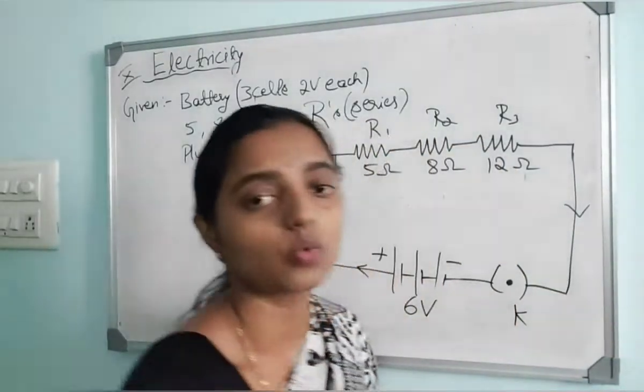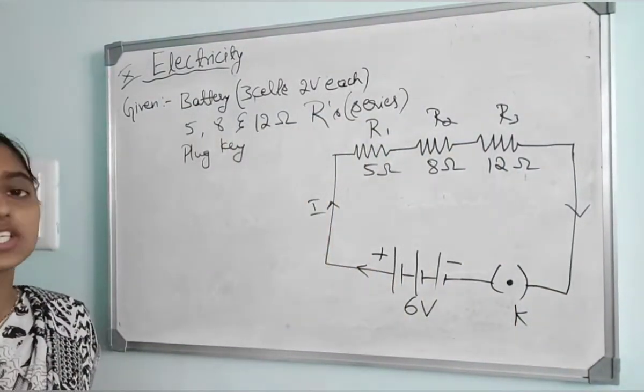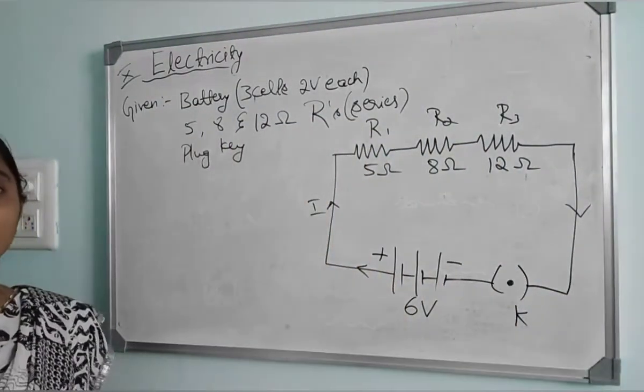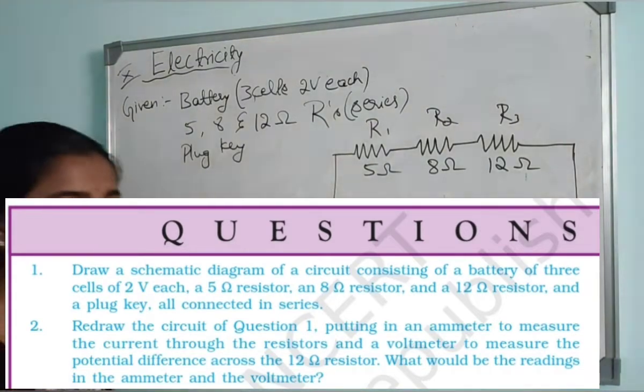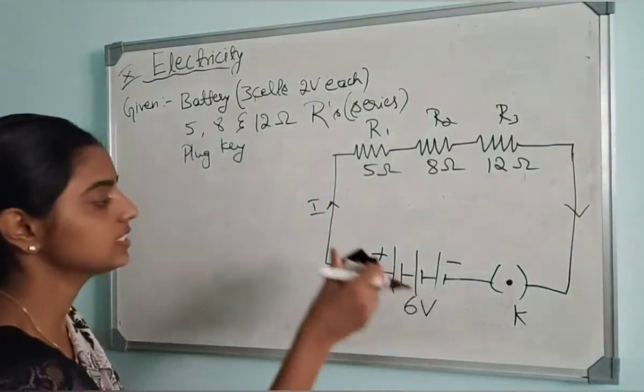Now look at the second question. The second question is again a continuation of the same thing. Read the question: redraw the circuit of question number 1. That means we need to draw the same circuit with the data given in the first question. Next they are asking us to put in an ammeter to measure the current. So they are asking us to insert an ammeter.